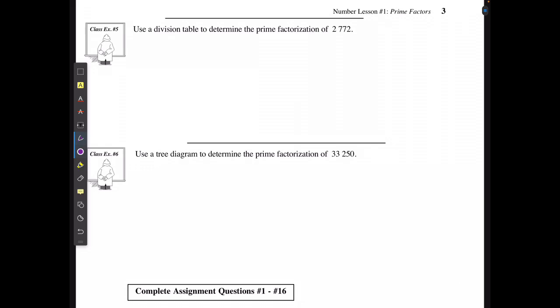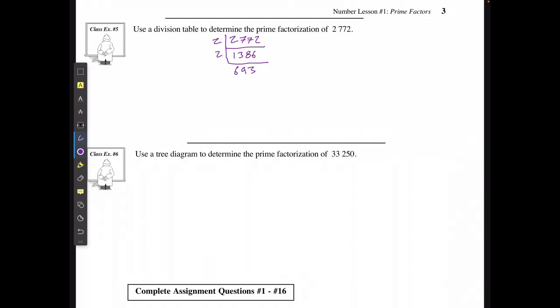If I'm dividing down the number 2,772, and it wants me to, in this case, use a division table, I'm going to take 2,772, and I'm going to say, what's the smallest prime number I can divide that by? Well, I can divide this number by 2. And I'm left with 1,386. This is still divisible by 2.